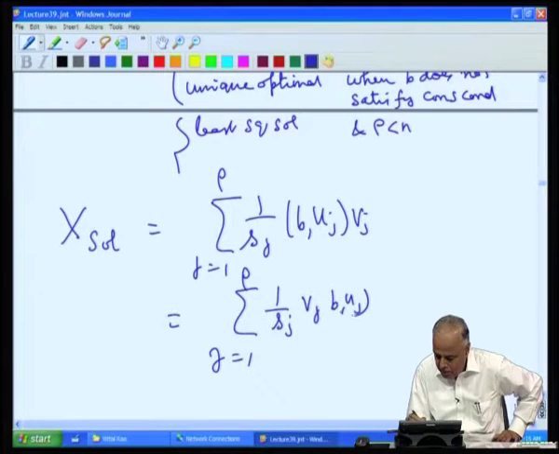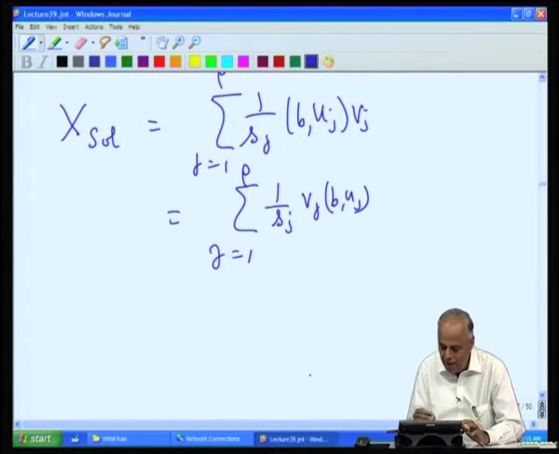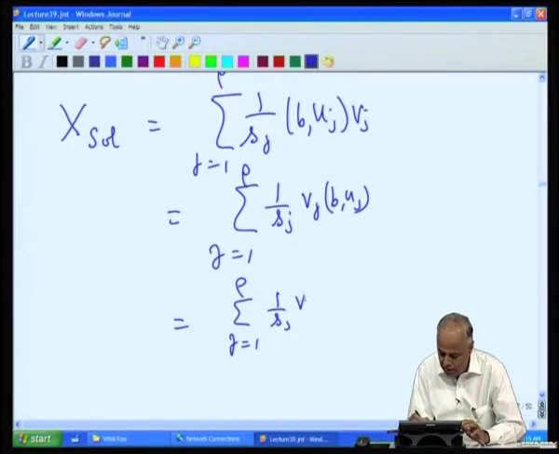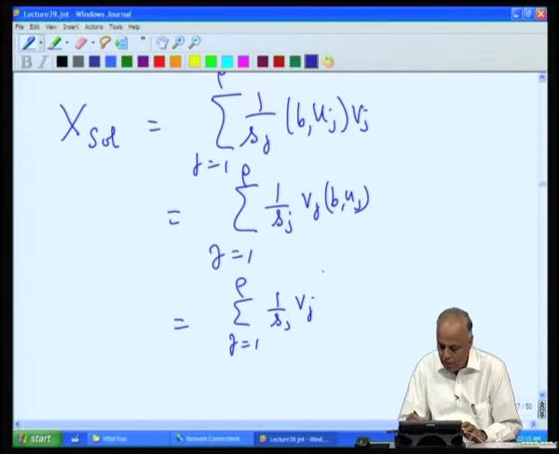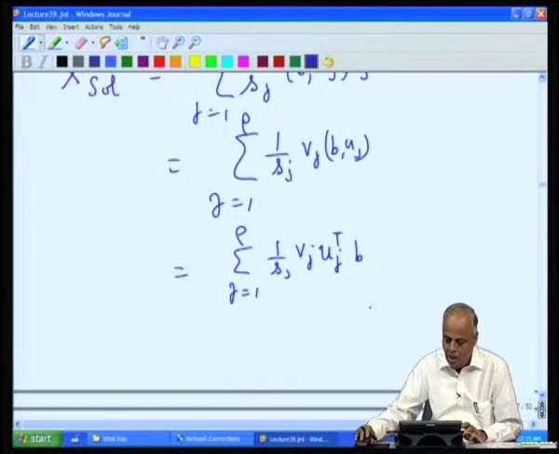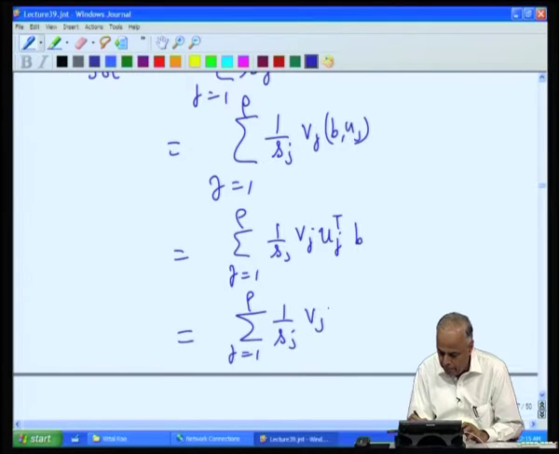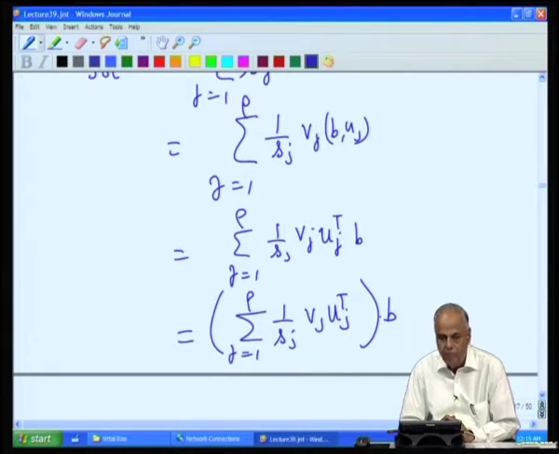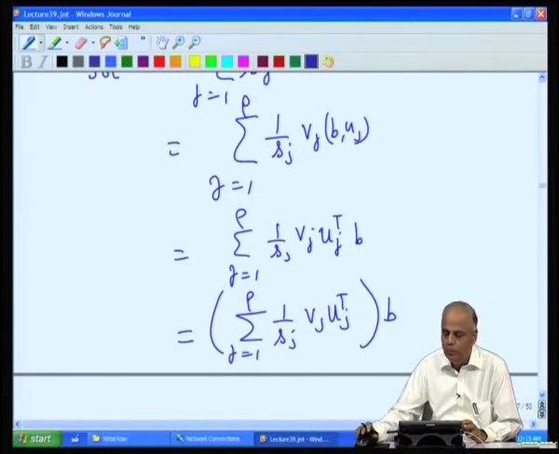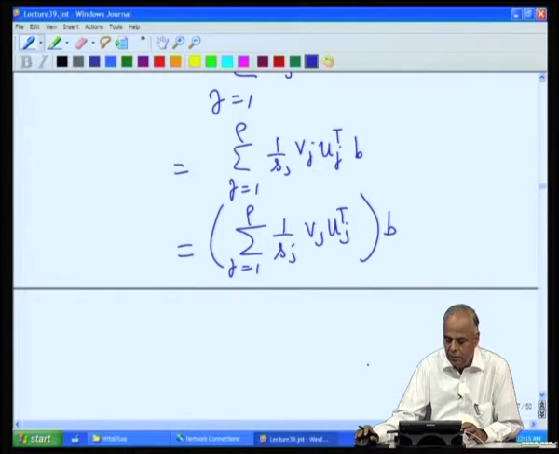We will write the number B u j to the right of the vector, and now that can be written as summation j equal to 1 to rho 1 by S j V j. The inner product can be written as u j transpose B. And therefore, we can write this as summation j equal to 1 to rho 1 by S j V j u j transpose acting on B. Each term is multiplying B. So, we can combine using the distributive law for matrix multiplication. This can be written as the sum matrix multiplying B.